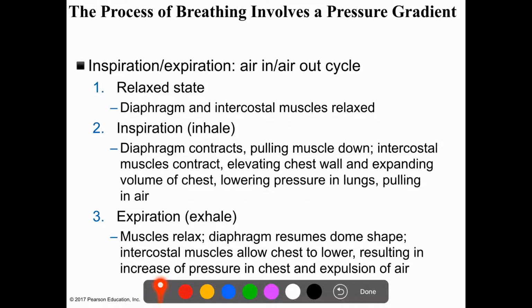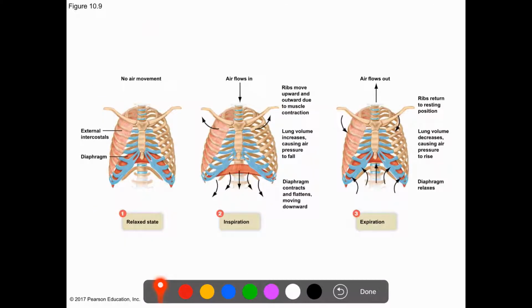Now, the process of breathing involves a pressure gradient. We have inspiration and expiration, which is the movement of air in and out. In the relaxed state, the diaphragm and intercostal muscles relax, and when we are inhaling, they contract. We will see the image. So in the relaxed state, the diaphragm and the intercostal muscles are relaxing. But then we will have the inspiration.